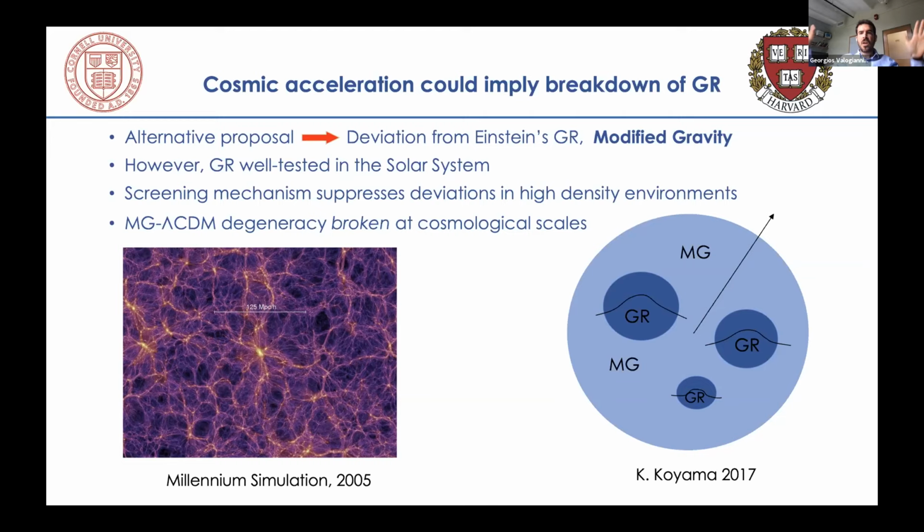But what this actually means in practice is that it would be only in the low density environments of the very, very large scales of the universe that this degeneracy between the standard cosmological prediction of lambda CDM and these alternative models would be broken, which essentially implies that we would need to perform cosmological observations in order to test such a hypothesis.